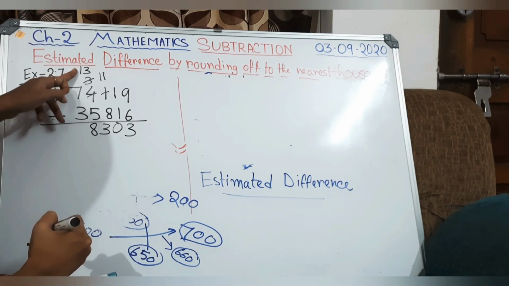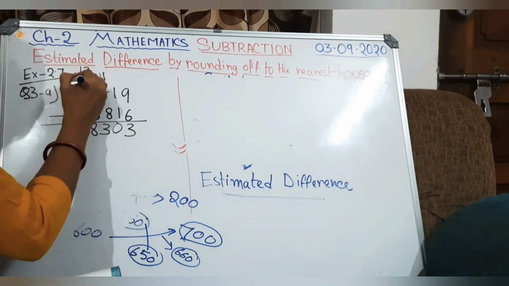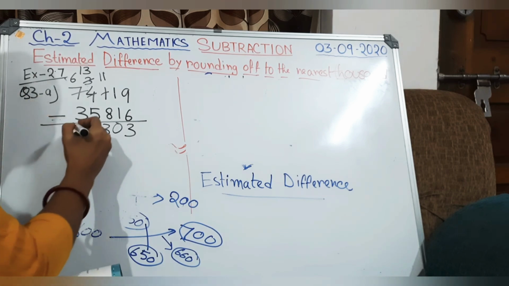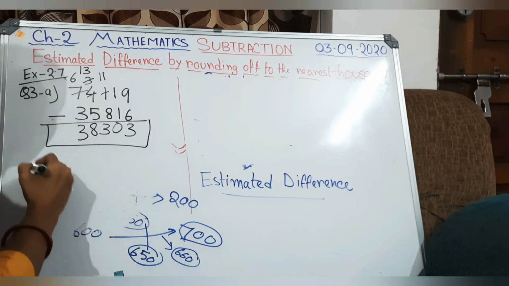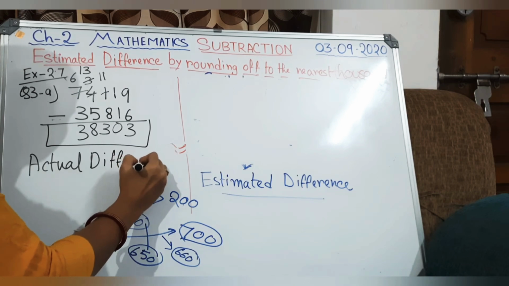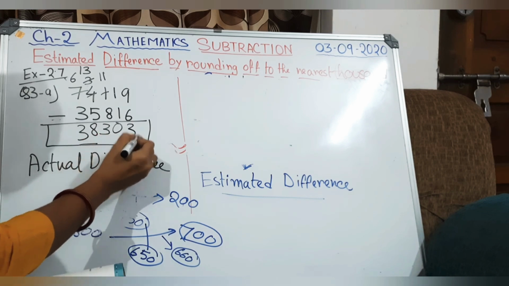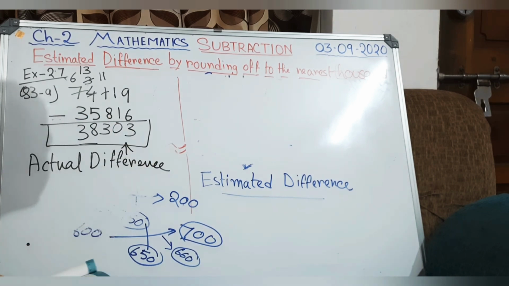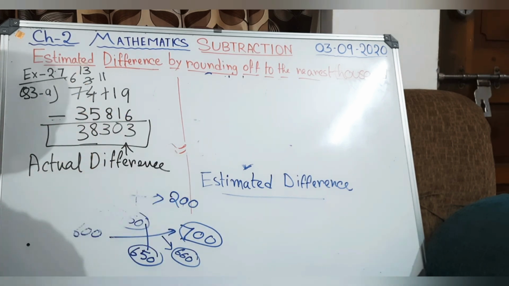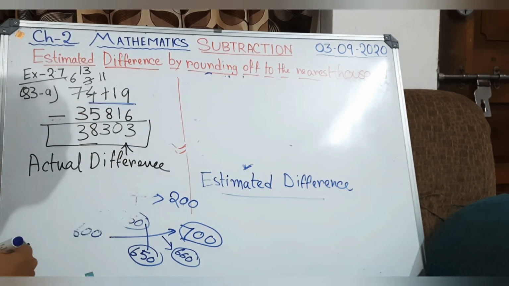And from where have you borrowed this one? From this previous 7. So cut the 7 and write down 6. Now from 6 you need to subtract this 3. So what will come? 3. So my actual difference is 38,303. Now I have to change it. I have to round off to its nearest thousand. So ones, tens, hundreds and thousands. So from here I need to change this number.